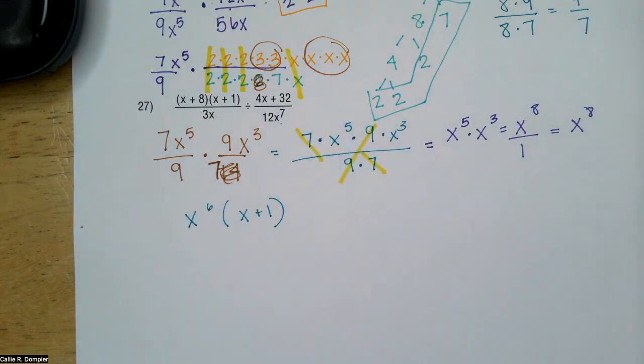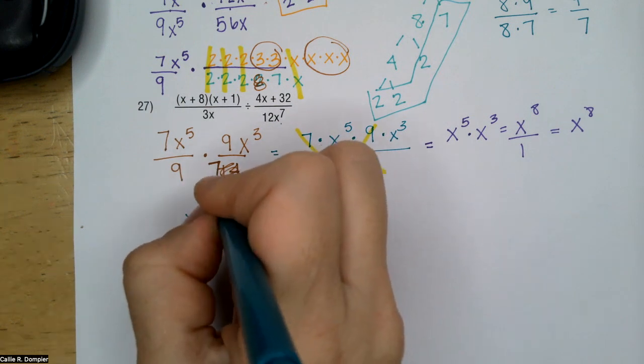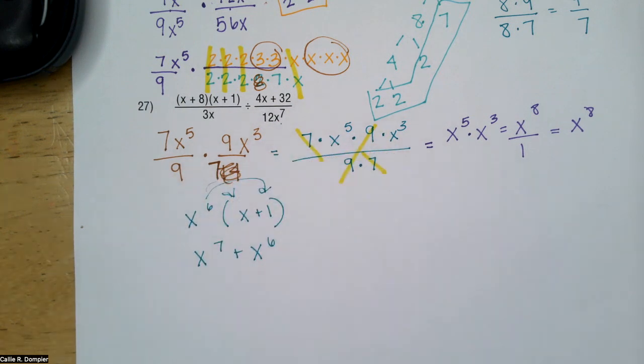For 27, or you could say it's x to the 7th plus x to the 6th if you multiplied it out. But they want you to leave it in factored form.